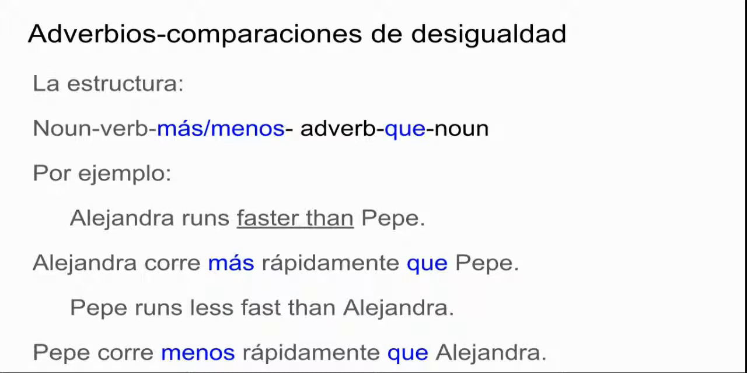La estructura, so the structure, we're going to have a noun, a verb. We're going to either use más, then the adverb, que and another noun, or menos and the adverb, que and another noun. Remember, más means more, menos means less. Por ejemplo, Alejandra runs faster than Pepe. Alejandra corre más rápidamente que Pepe, more fast. We can switch it around. Pepe runs less fast than Alejandra. Pepe corre menos rápidamente que Alejandra. The adverb rápidamente does not agree.